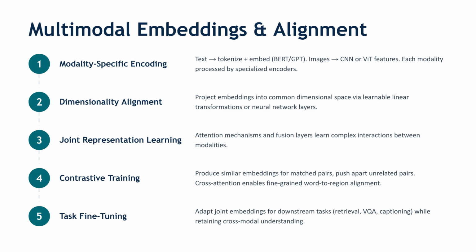Stage 3 is joint representation learning. Attention mechanisms and fusion layers learn complex interactions between the modalities. This is where the model starts to understand how visual and textual information relate to each other. Stage 4 is contrastive training. The model is trained to produce similar embeddings for matched image-text pairs and push apart unrelated pairs. Cross-attention enables fine-grained word-to-region alignment, going beyond global image-text matching. Stage 5 is task fine-tuning. The joint embeddings are adapted for specific downstream tasks like retrieval, visual question answering, or captioning, while retaining the cross-modal understanding learned in earlier stages. This 5-stage process is the common thread running through virtually all modern MLLMs, even though the specific implementations vary.